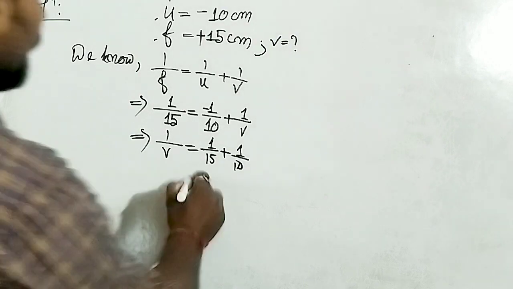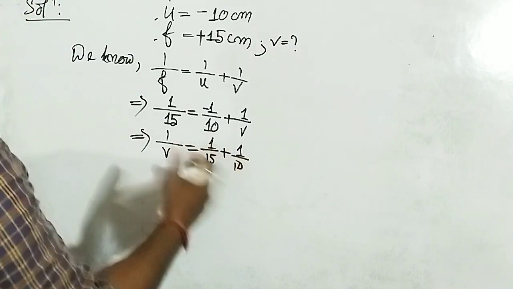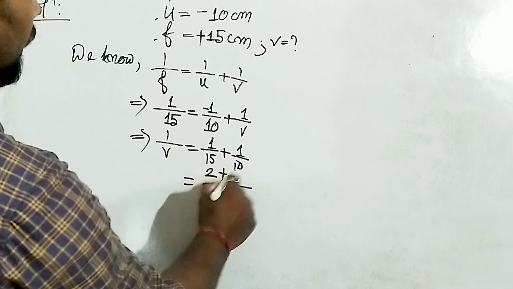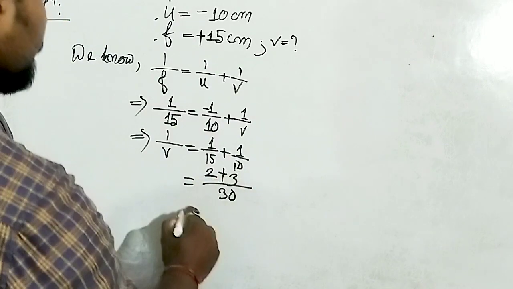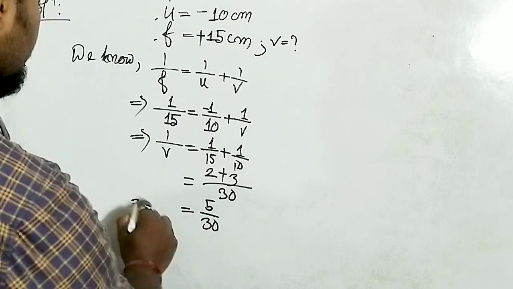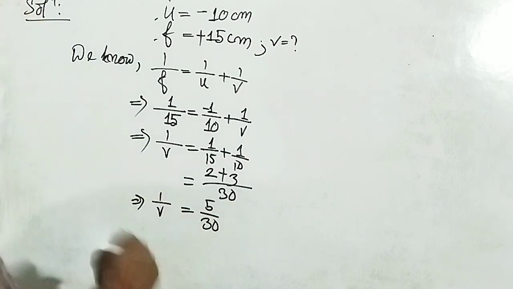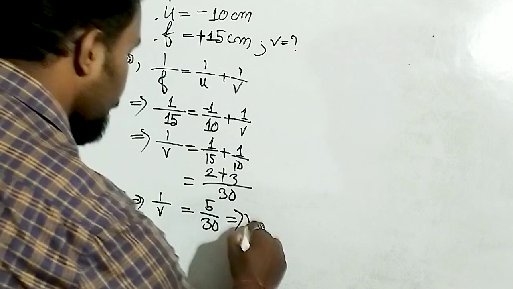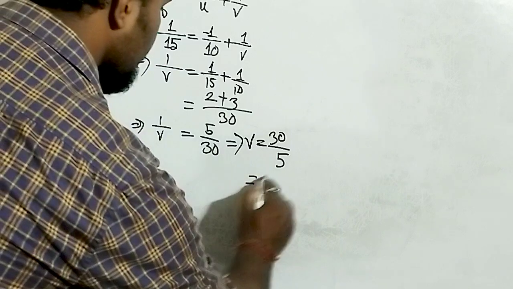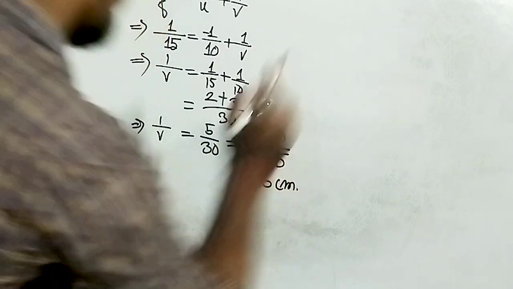So now we need the LCM. We can take the LCM of 15 and 10 as 30, 15 into 2 and 10 into 3. That means 5 by 30. This is 1 by v, but we need v. So we will write v as 30 by 5. That means 6 centimeter.